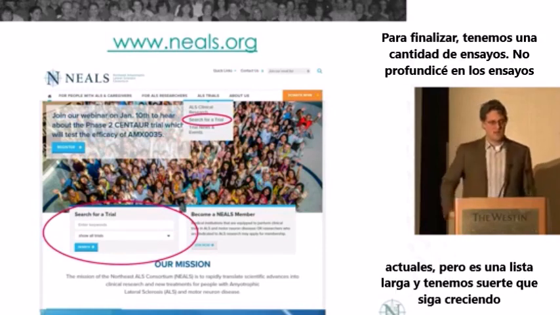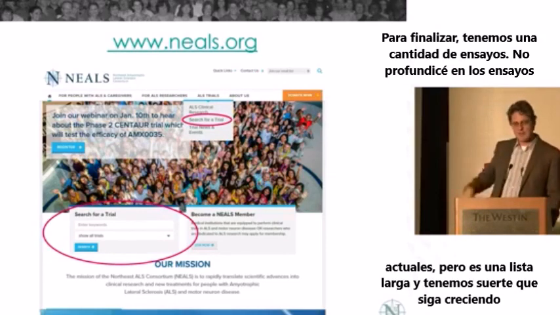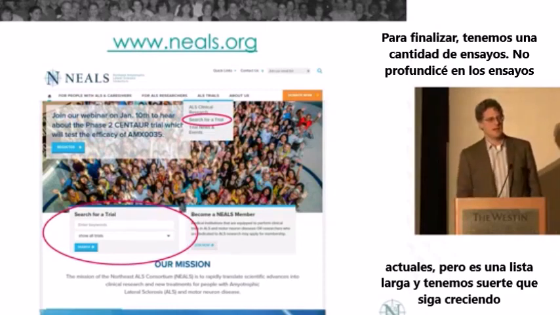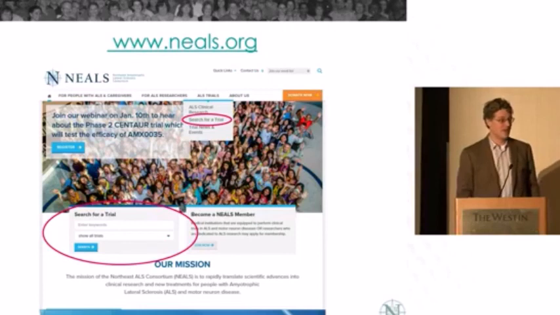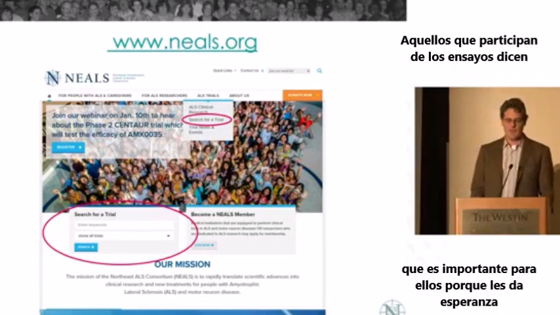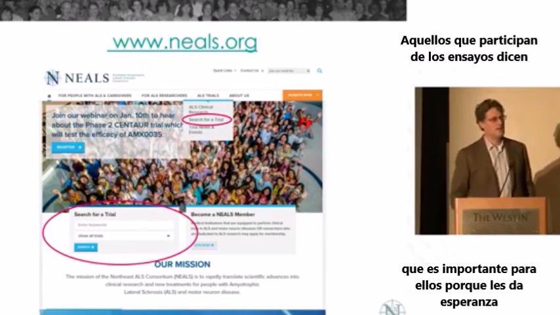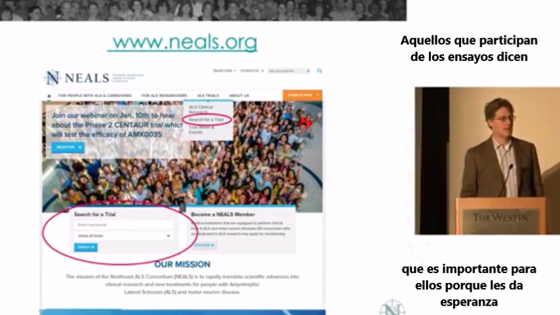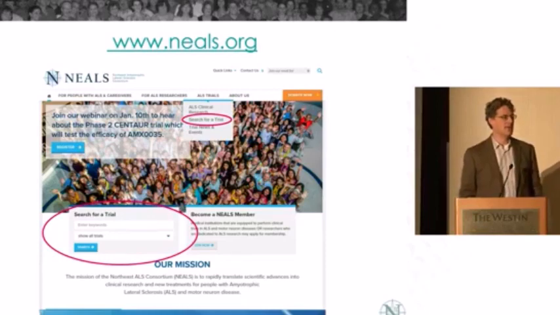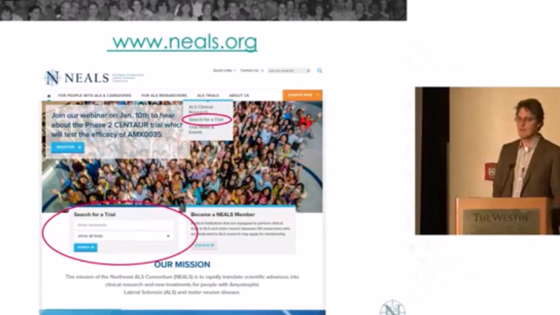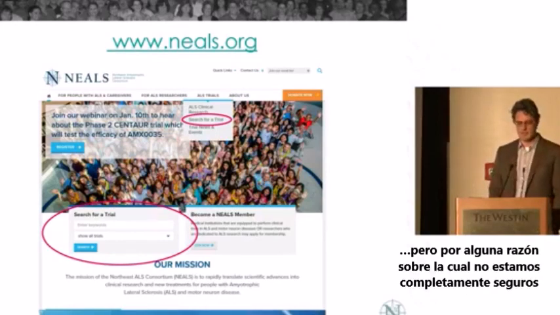And I'll just end on this note. We have a number of trials. I didn't go through all of the ongoing trials. I think that's a long list. We're lucky that it is a long and growing list. People who are involved in trials say that this is important for them because it gives them hope. If we look in databases, people who are involved in trials tend to have slower disease progression, not because they're in the active treatment or the placebo arm, but for some reason that we're not 100% sure about.